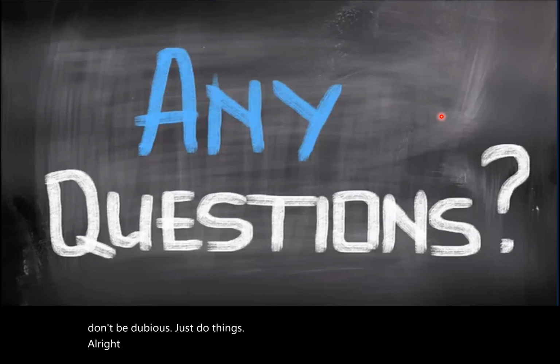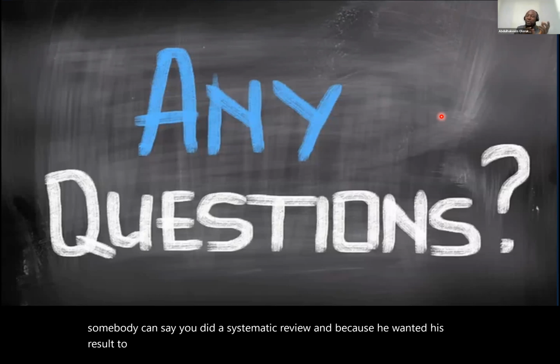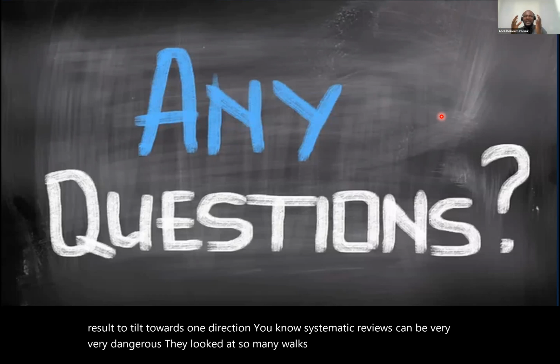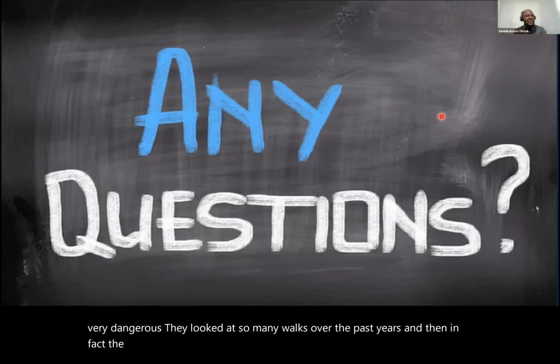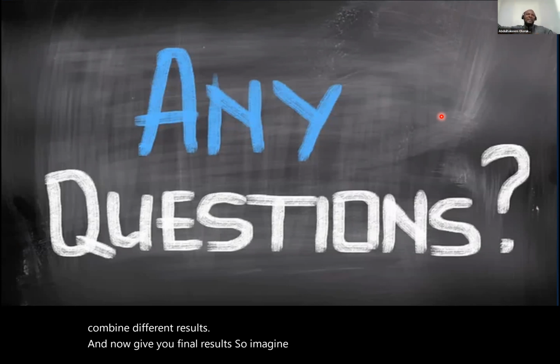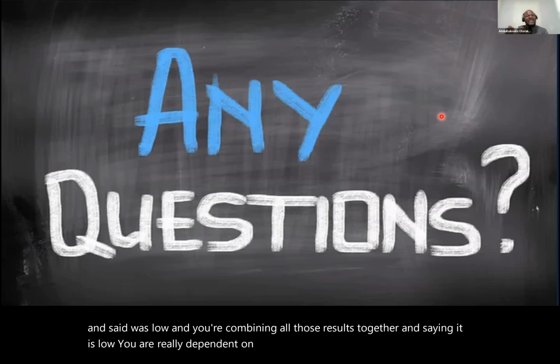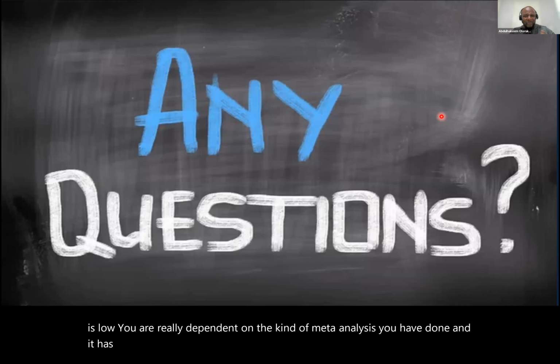So never ever cite something you have never seen, please, because somebody can say he did a systematic review because he wanted his result to tilt in one direction. Systematic reviews can be very, very dangerous. They looked at so many works over the past years, and the ones that have meta-analysis are even more critical because they can combine different results and give a final result. Imagine somebody said it was high here, another person said it was low, and you combine all those results together and say it is low. You are really dependent on the kind of meta-analysis you have done, and it has far-reaching implications.